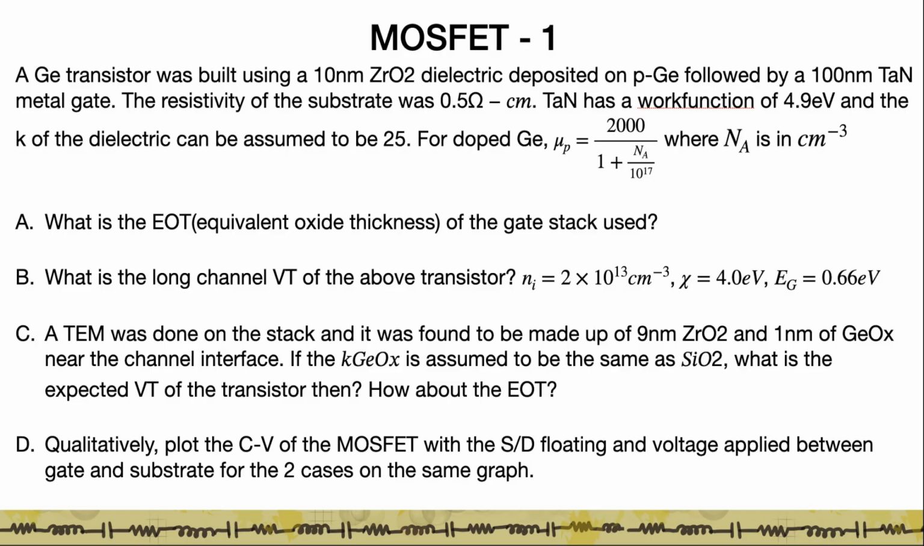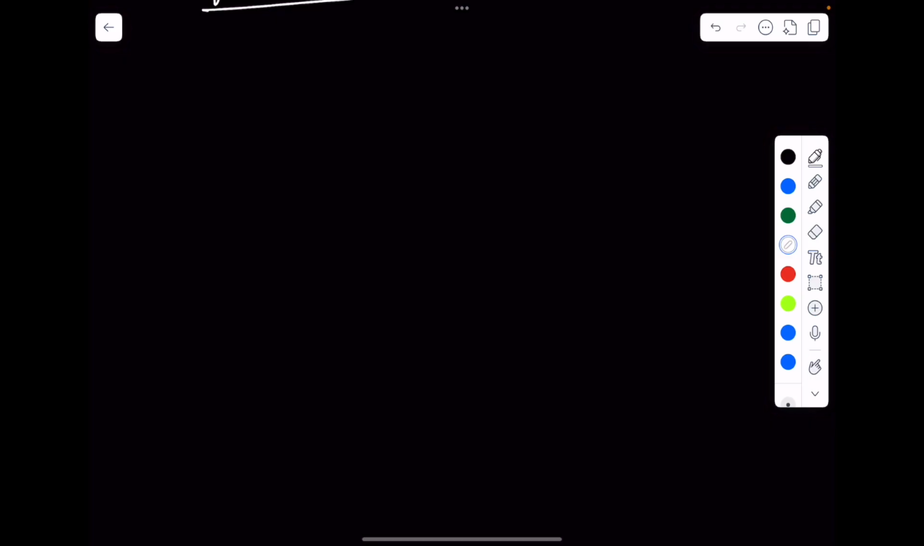A TEM was done on the stack, and it was found to be made up of 9 nanometer zirconium dioxide and 1 nanometer of germanium oxide near the channel interface. If the K of the germanium oxide is assumed to be same as that of silicon dioxide, what is the expected Vt of the transistor then? What about the EOT? Qualitatively, plot the CV of the MOSFET with the source drain floating and the voltage applied between the gate and substrate for the two cases on the same graph, by first calculating the EOT.